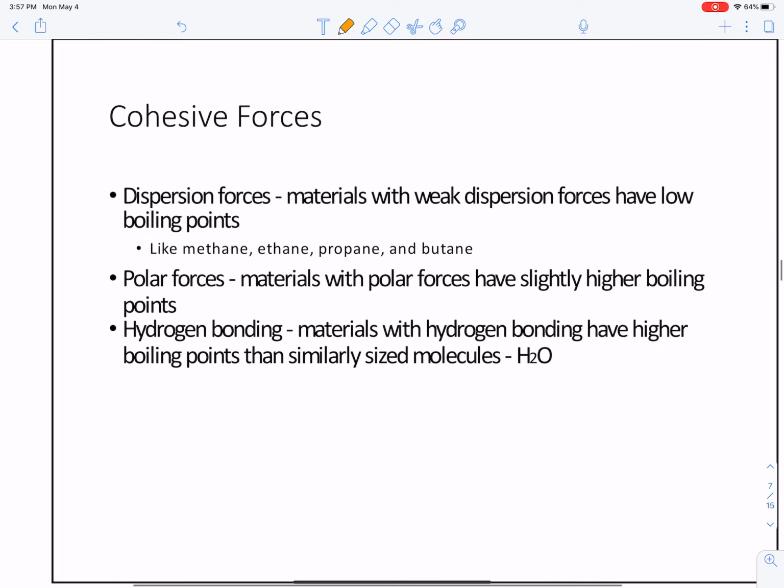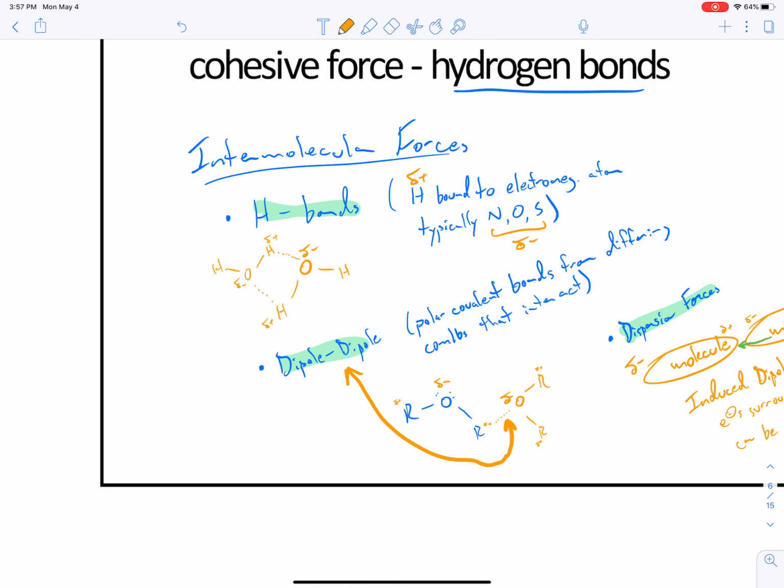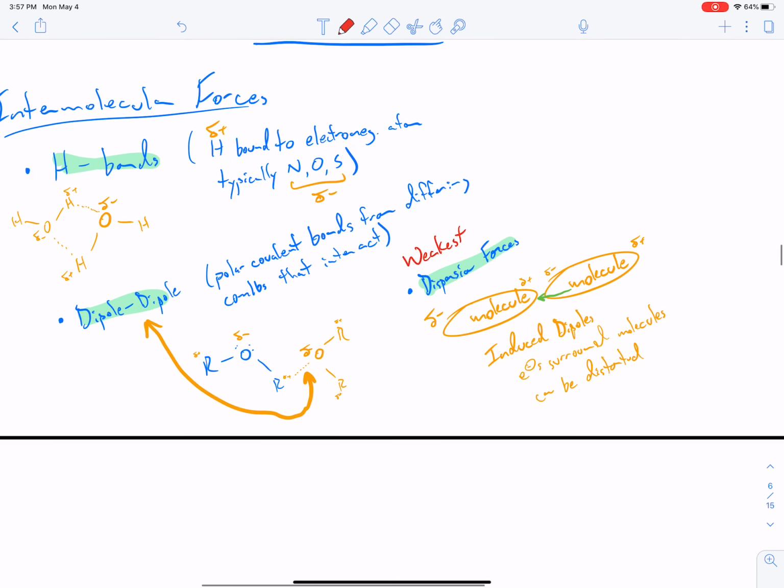Now, one of the things I didn't tell you about these intermolecular forces up here, this is the highest force, and dispersion has the weakest force. So let's label this strongest, weakest. All things have their own personal bubble.